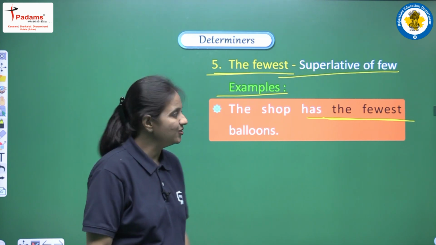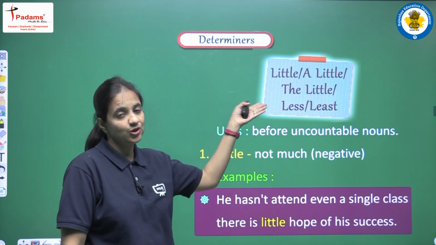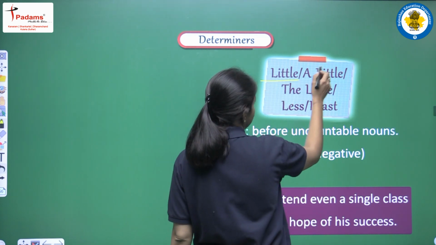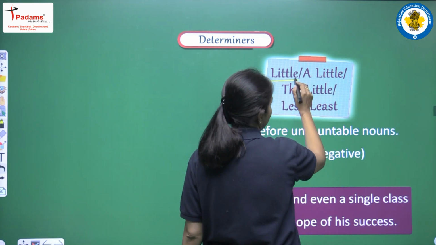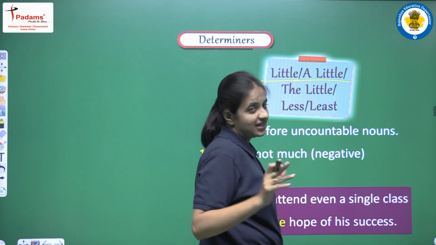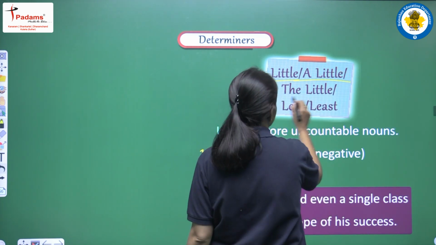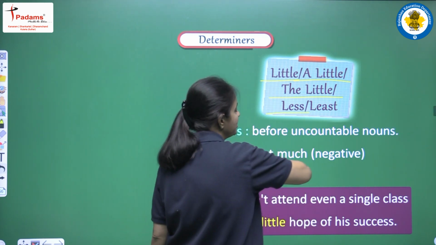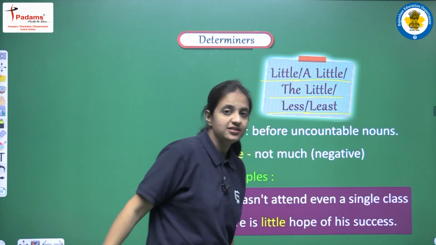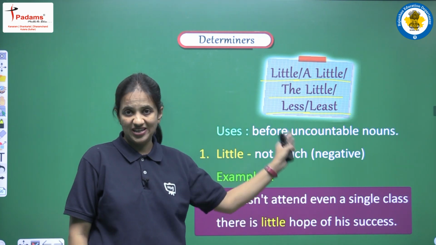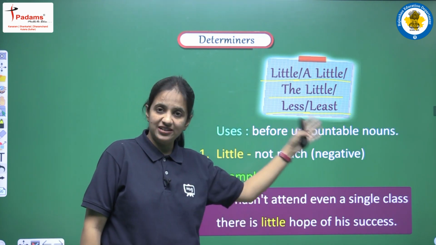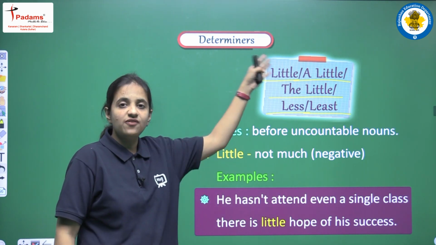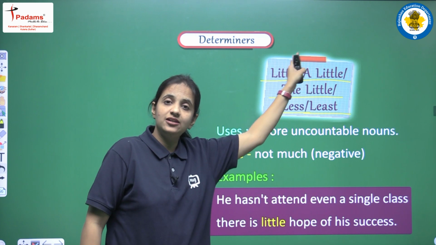Clear? Next, moving on, we are having another group, another category. Let's read. Now we are having little. Similarly, just like a few, now we are having a little. Just like the few, now we are having the little. Just like fewer, now we are having less. And just like the fewest, now we are having least, okay. So these are the 5 determiners that we are having in this group, and all these 5 determiners are known as the little family.